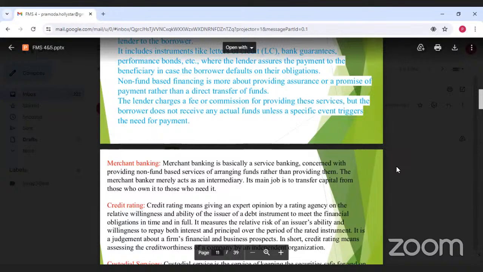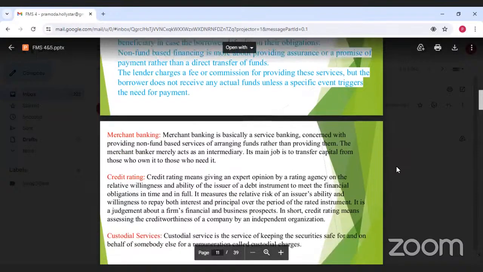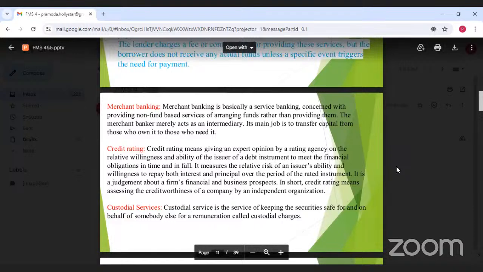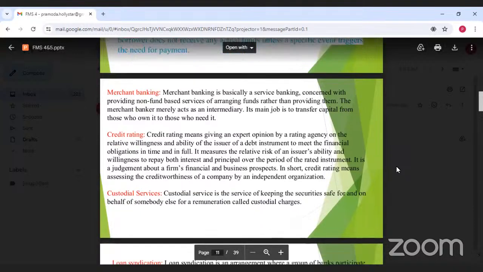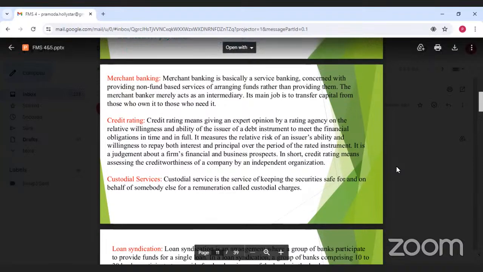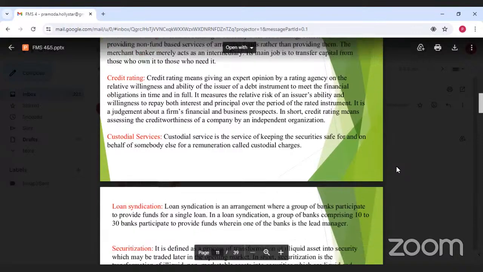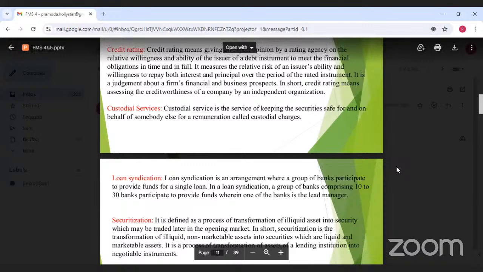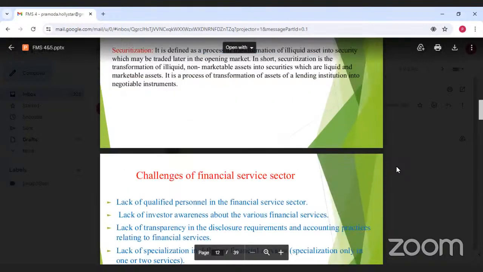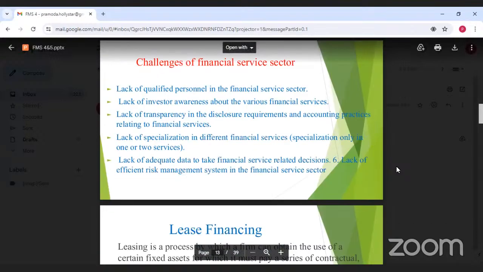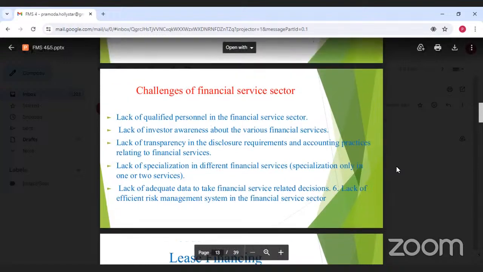And yesterday we have also understood the various ways in which the fee-based financial services are extended in our country. We call them with different names: merchant banking or merchant bankers, credit rating, custodial services, loan syndication, securitization. All these fall under the category of non-fund based or fee-based financial services. And also we have studied the challenges faced by the financial service sector.